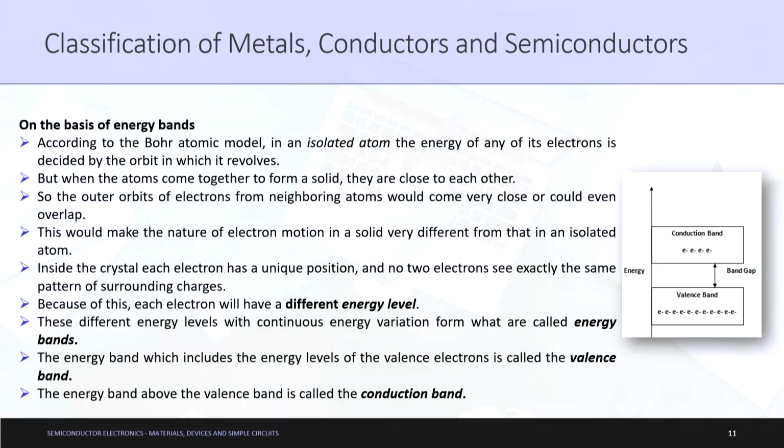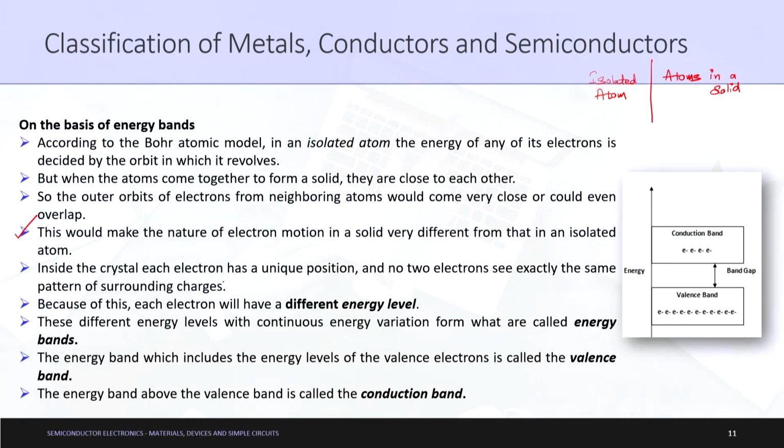Okay. So, in the last part we understood that there is an isolated atom and then there are atoms in a solid. These isolated atoms have a very large space to work, but when the atoms clump close together to form a solid and they are very close to each other, the nature of electron motion in a solid is very different from that in an isolated atom.